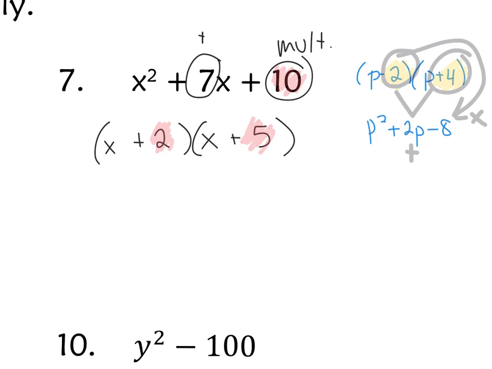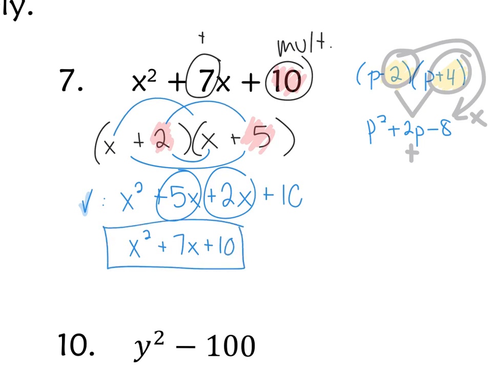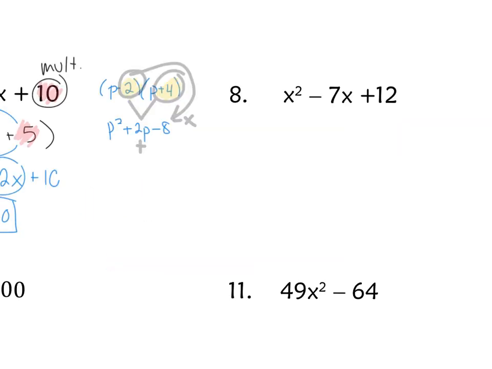And now, if you wanted to check your answer, you absolutely can. You would FOIL it. X squared, outer is plus 5x, inner is plus 2x, and then last times last is plus 10. Combine these two, we get x squared plus 7x plus 10. And that's our final answer. I would like you to try number 8 on your own and then check your answer tomorrow.